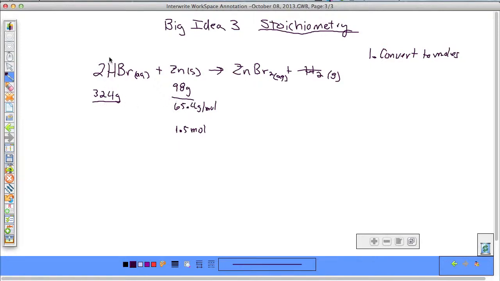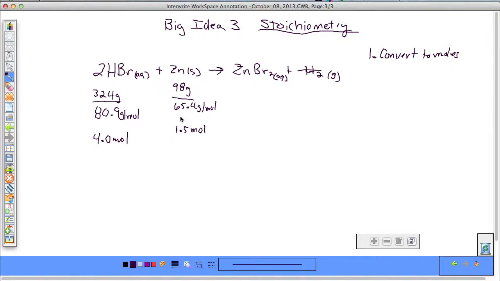So for HBr, you're going to have to add 1 hydrogen plus 1 bromine. That comes out to 80.9 grams per mole. That's going to give us 4.0 moles. Now we know the moles of this and the moles of this going in.